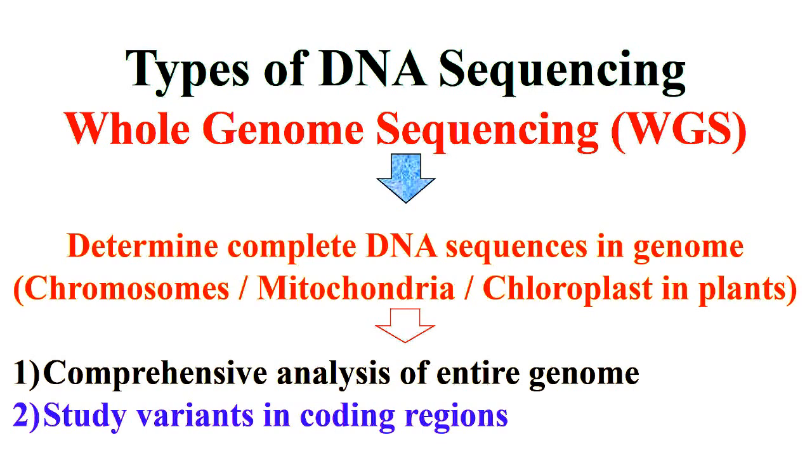Whole genome sequencing is a type of DNA sequencing. It determines the complete DNA sequences in a genome at a single time, including chromosomes, mitochondria, and chloroplasts in plants, for comprehensive analysis of the entire genome and study of variants in coding regions, as mentioned in the next slide.